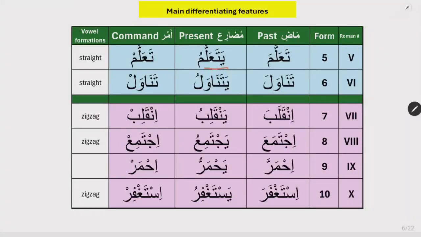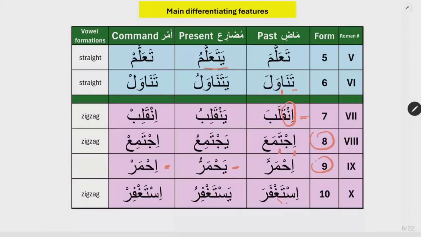So tanawala is where you have a ta in front and an alif infix, and that's a real verb for the sixth form. Here with inqalaba, I told you 7 is an in thing, so in is always with the 7 formation. And then alif and the ta infix here to give you the 8th. And the 9th is ihmarra, is to become red or to blush. He blushes here, and then if you could ask somebody to blush, then ihmarra will be the command form of the verb.